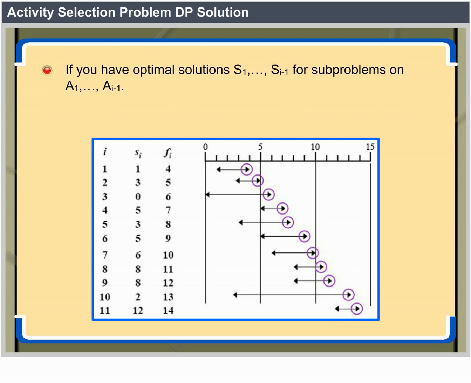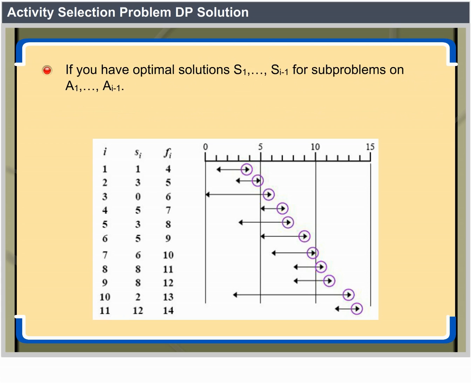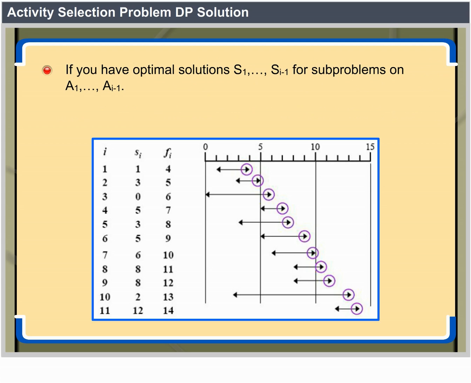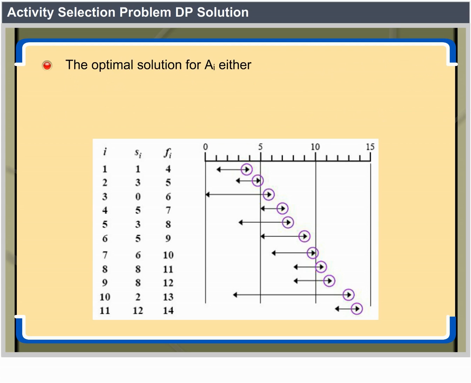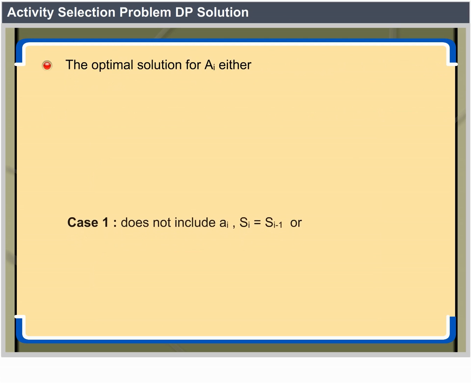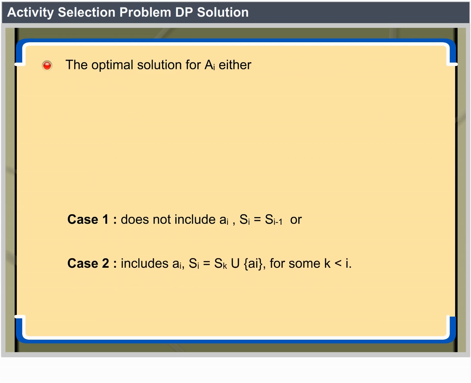If you have optimal solutions S1 up to Si-1 for subproblems on A1 up to Ai-1, how to compute Si? The optimal solution for Ai either, case 1, does not include Ai, Si equals Si-1, or case 2, includes Ai, Si equals Sk union Ai for some k less than i. Find such Ak that Ak cannot overlap Ai.